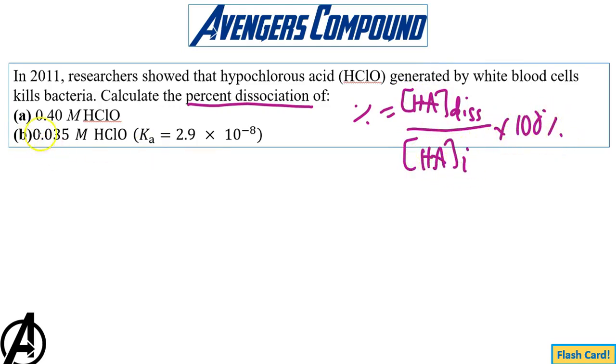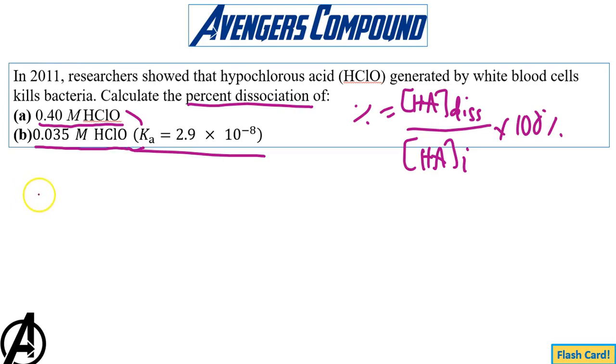Okay, boom. They want us to calculate the percent dissociation of a 0.4 molar concentration of HClO and a 0.035 molar concentration of HClO. We have a Ka value of 2.9 times 10 to the negative 8. And of course, since we're talking about the same weak acid, this Ka value is going to be used for letter A and B. So just like every other weak acid at equilibrium type of problem, you know you have to have a RICE table.